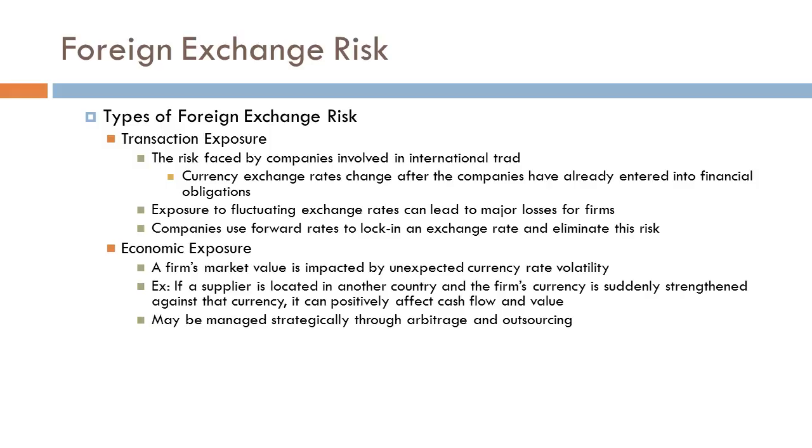Another risk is economic exposure. A firm's market value is impacted by unexpected currency rate volatility. An example is if a supplier is located in another country and that firm's currency is suddenly strengthened against the supplier's currency, it can positively affect cash flow and value. This means it can be managed strategically through arbitrage and outsourcing.